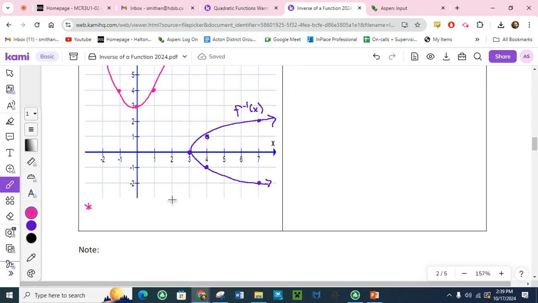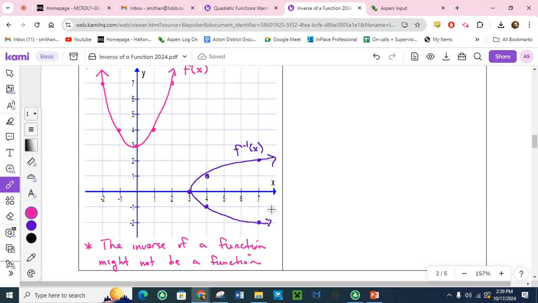So can you guys add this in here? This is actually a really important idea. The inverse of a function might not be a function. In fact, the inverse of a parabola will always be a sideways parabola. That's not a function. But that's an important property for you guys to jot down.